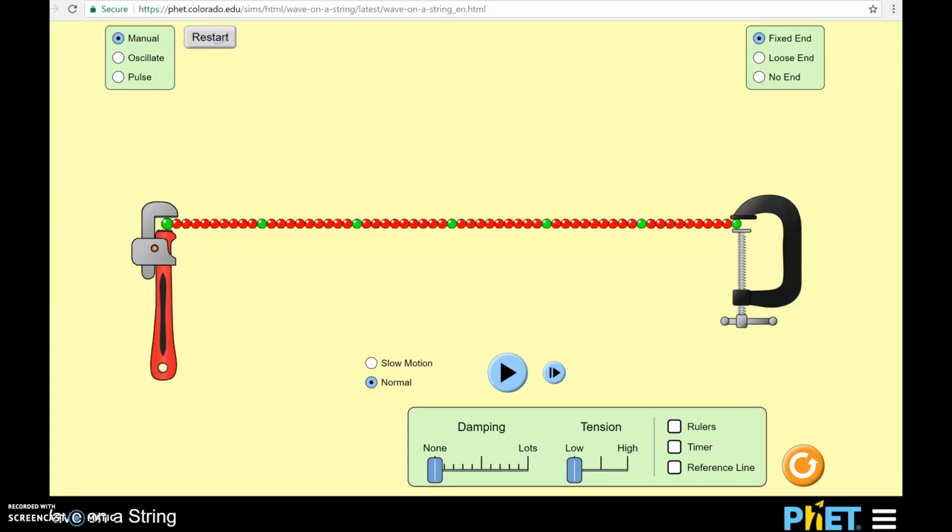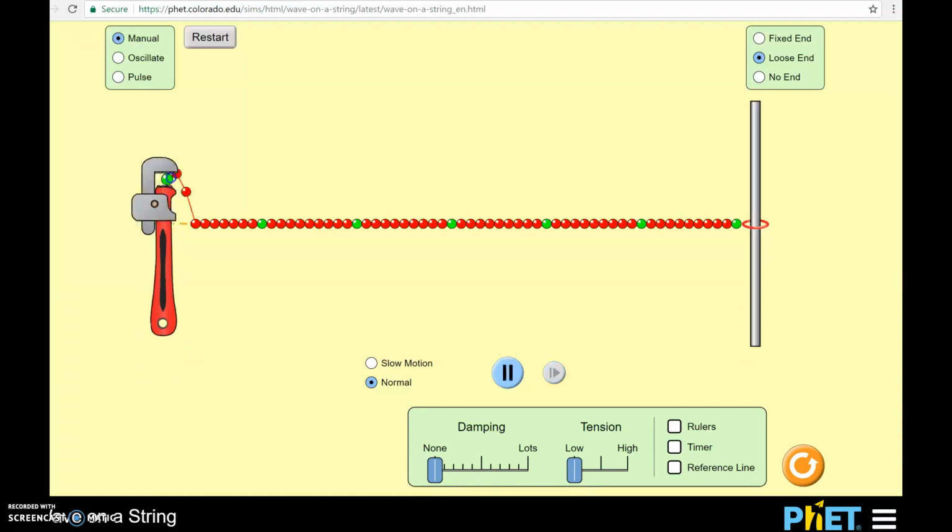But what if I start over and I make it a loose or a free end? Because now, check this out. You see this bead at the very end? Like right here, this last green bead? It's attached to a loop that goes on the pole, and so that loop can slide up and down. So let's see what happens now.